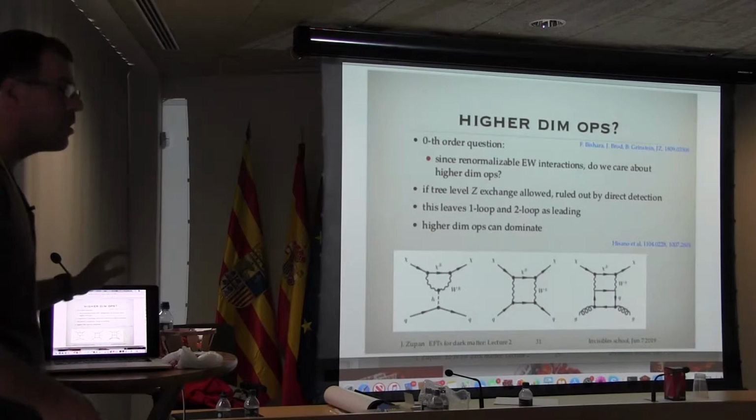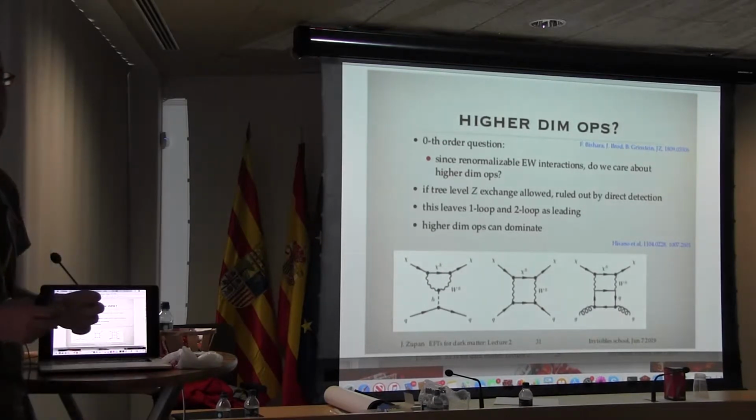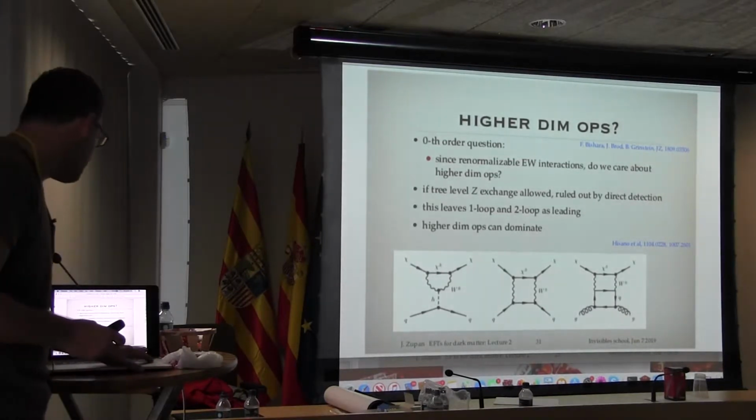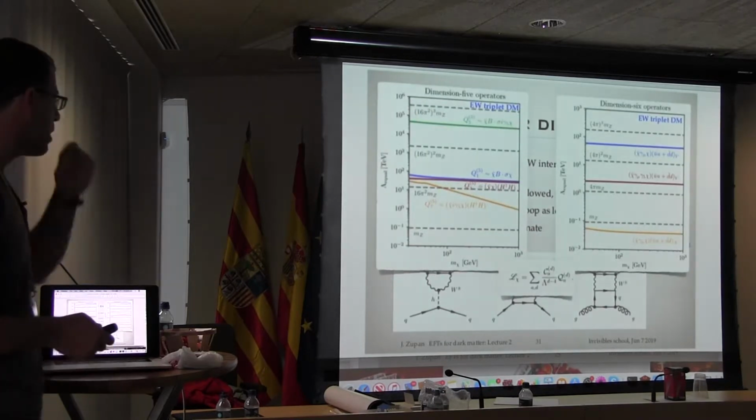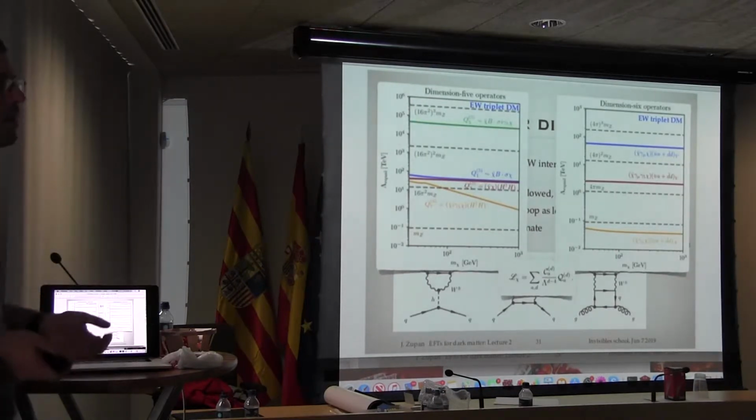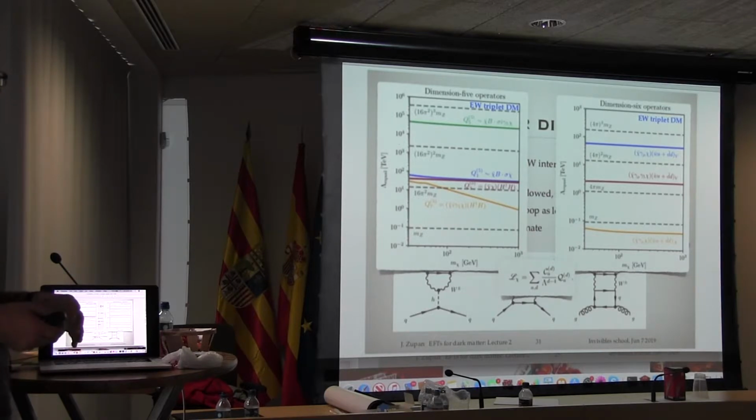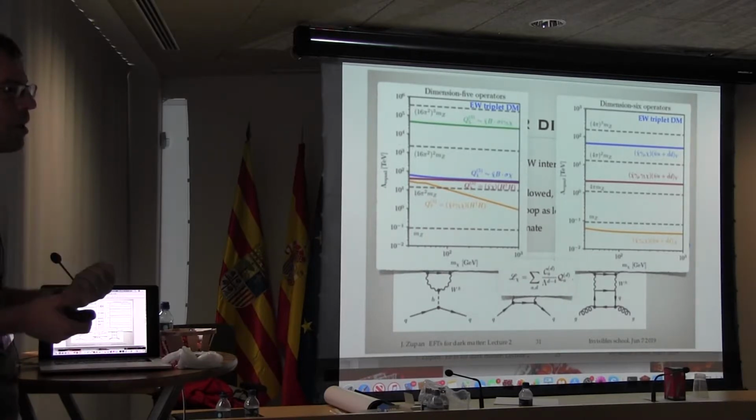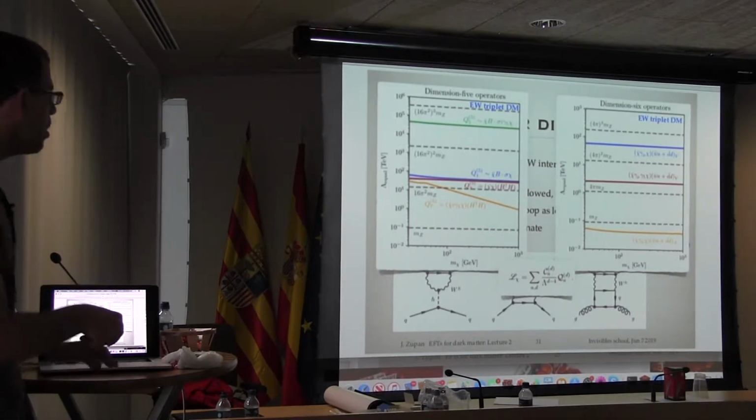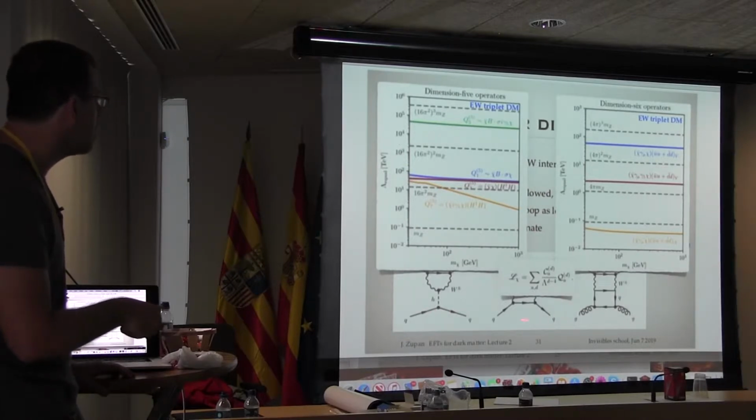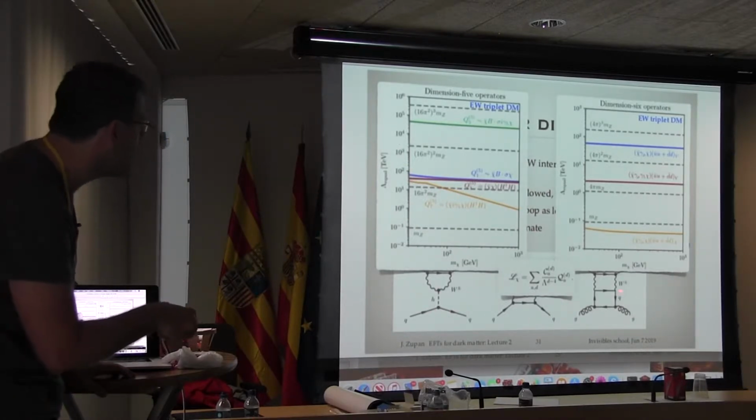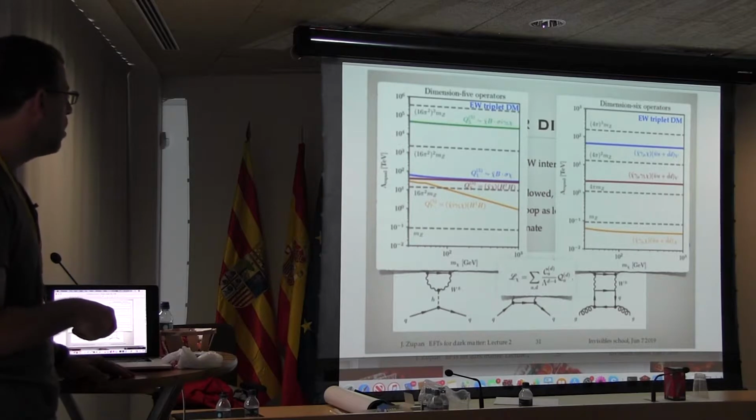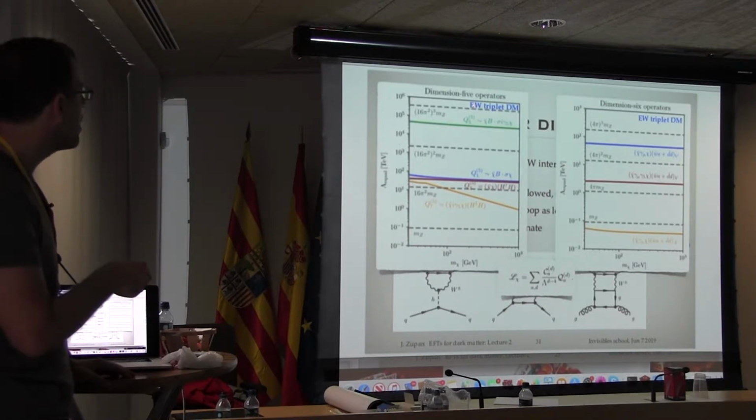So when I show this pictorially, let me do the following. Let's say I switch on these higher dimensional operators, one at a time, and I ask what the suppression needs to be in order to compete with the standard model contributions. So these renormalizable contributions are there, and let's say I take electroweak triplet dark matter.